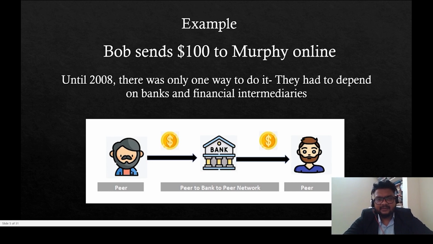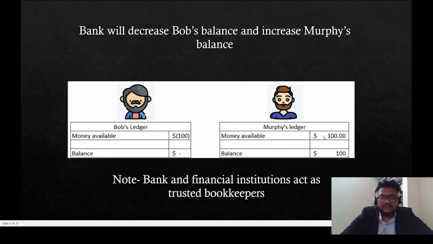Let's take a simple example. Suppose Bob wants to send $100 to Murphy online. Before 2008, there was only one way to do it. They had to depend on banks and financial intermediaries. That is why I'm mentioning here it is a peer-to-bank-to-peer network, because Bob and Murphy are peers here and the bank is sitting as an intermediary. Let's assume that Bob and Murphy are maintaining their bank accounts in the same bank. So the bank will reduce Bob's ledger balance and increase Murphy's ledger balance. So if you see, banks and financial intermediaries just work as trusted bookkeepers.